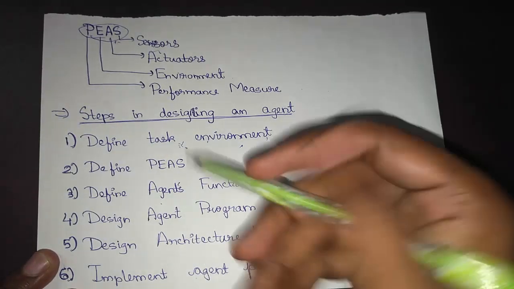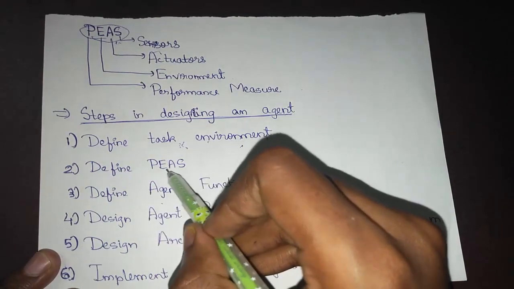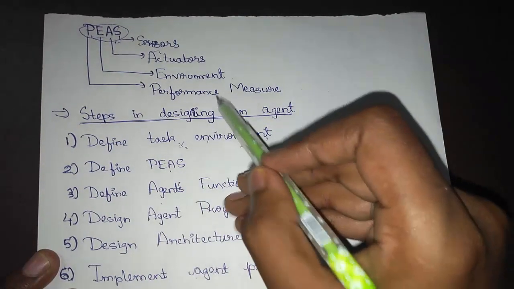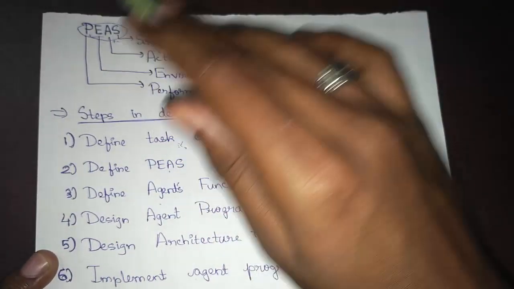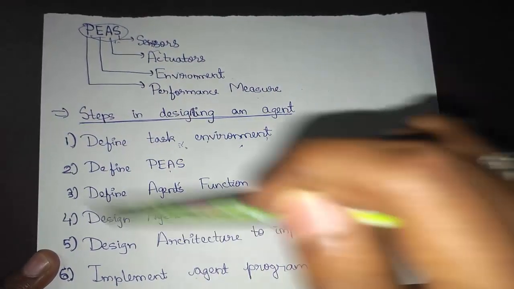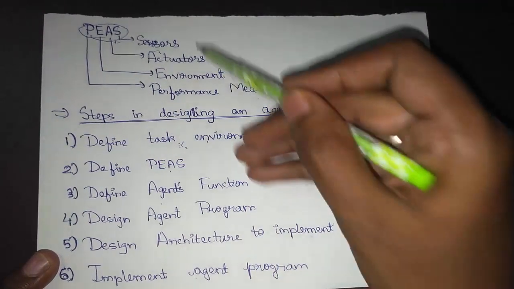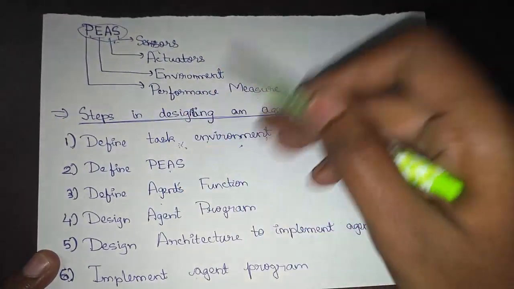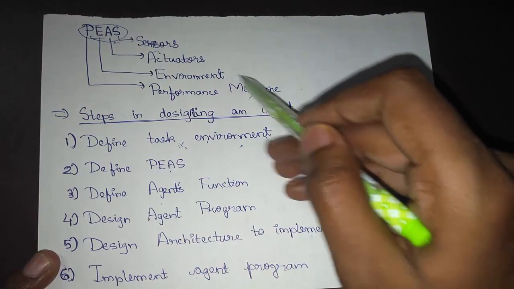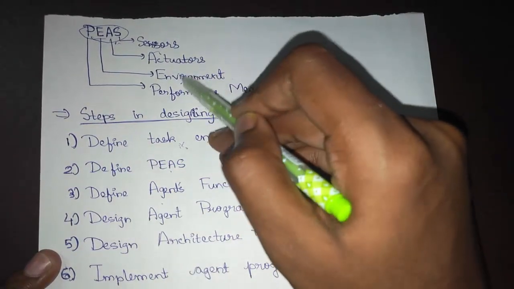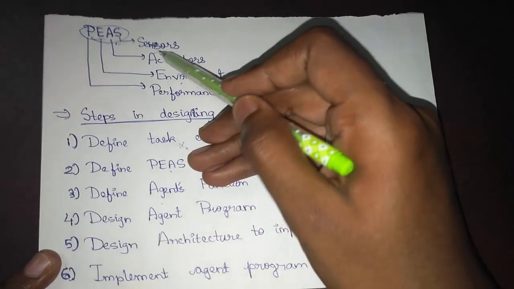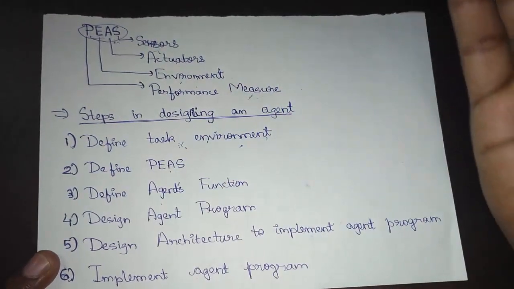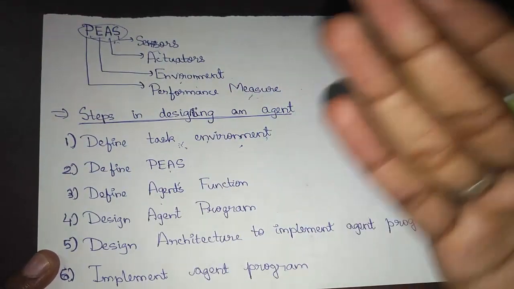All right, next, define or tabulate PEAS: performance measure, environment, actuators and sensors. We are going to define a table which is going to have certain columns for each particular performance measure. We are going to have certain environment states, actuators which are going to produce the output, and sensors which are going to take the input from the environment.